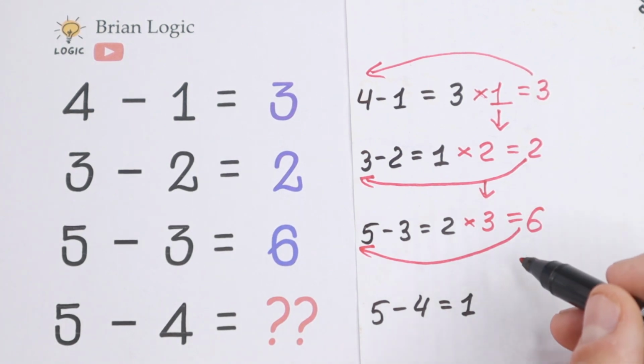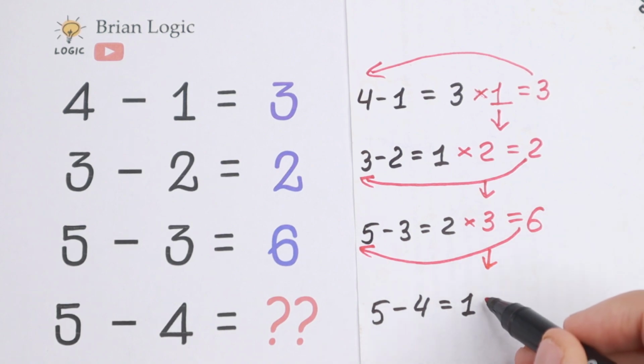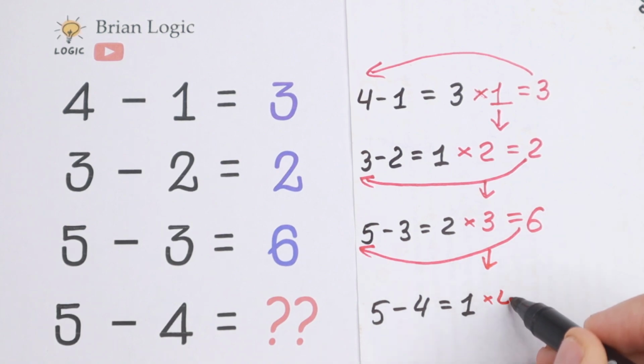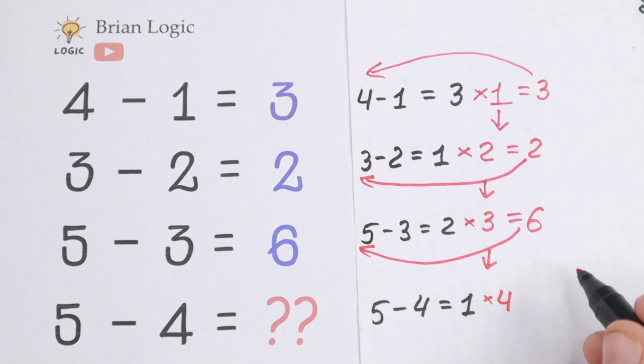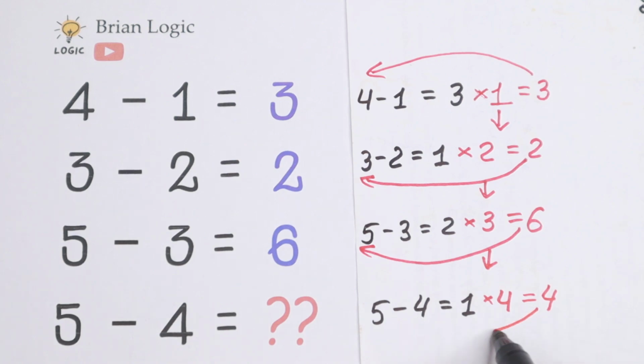So in our case 5 minus 4, we need to multiply it by 4 because it is the fourth row, multiplying by 4, and we will have our answer that right here we'll have 4, which is correct. So my explanation is 4.